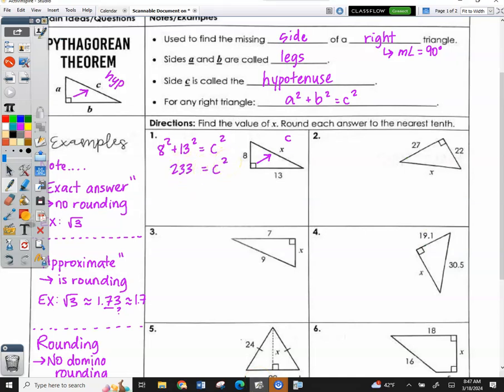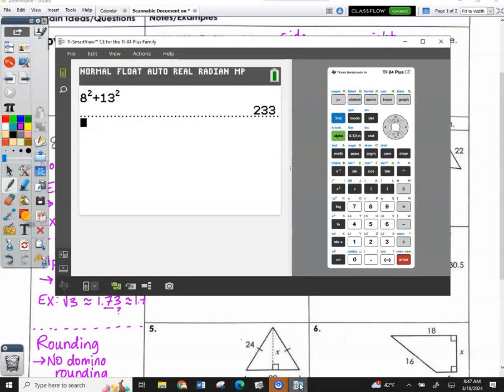Now, I need C squared to be just C. So what do I need to do? How do you undo square? Square root. So I'm going to square root both sides. That's going to cancel, leaving me with just C. I'm going to go to my calculator, and I'm going to square root 233.